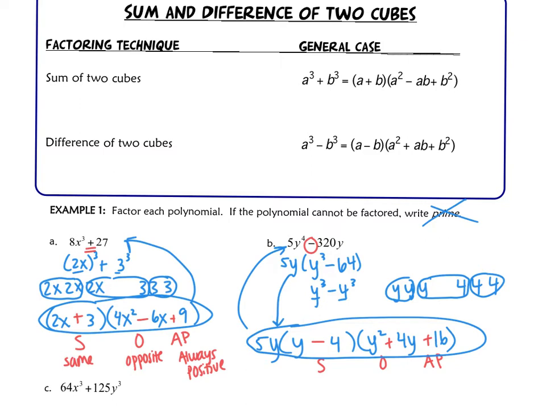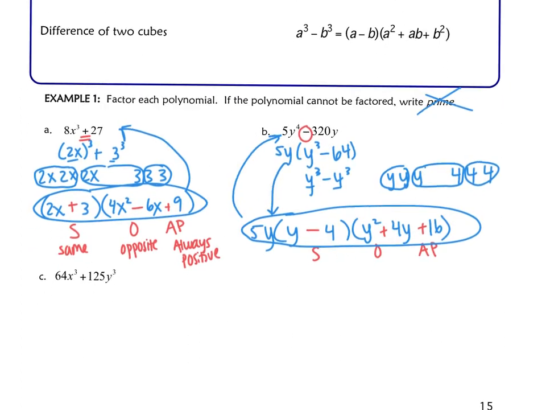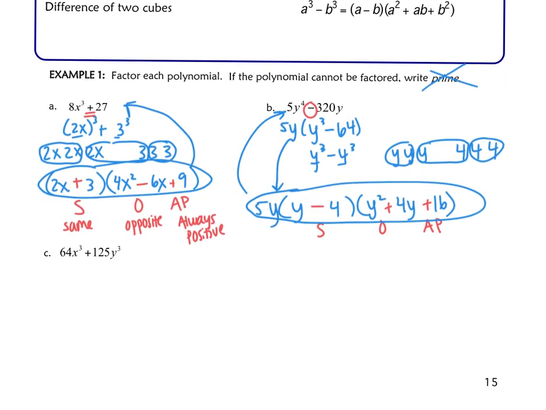Let's look at part C. Part C, is there a GCF? No. Then we have to ask ourselves, are these perfect cubes? Yes, they are. 64x cubed is really 4x cubed. 125y cubed is 5y cubed. Oh, cubed is in the wrong spot, sorry.